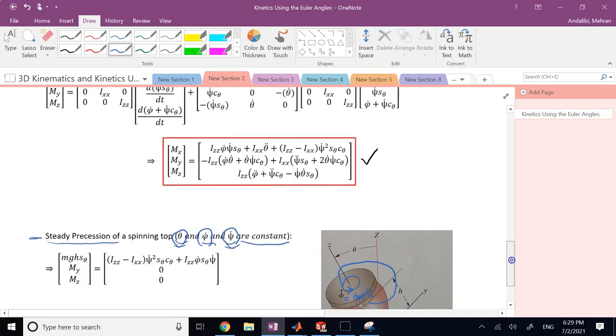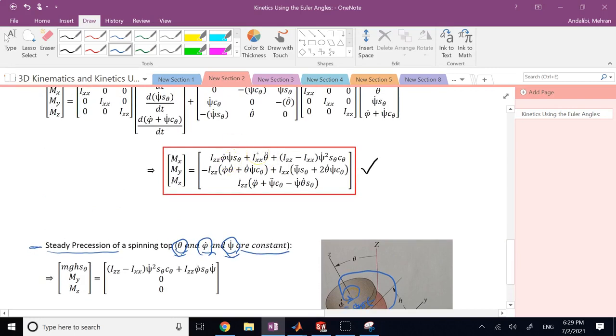If all of that happens, then many of the terms in this top equation are going to go away. Like what? Since theta is constant, any time derivative of that is zero, which means this term is going to go, this term is going to go, this term is going to go, then this term is going, this term is going, right? Psi double dot is zero because psi dot is constant, so this term is going, this term is going. Since phi dot is also constant, phi double dot is zero. So it means mz and my are going to be equal to zero because all of the terms are zero.